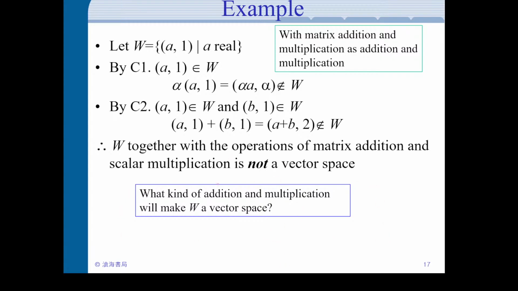But you can think about a further question. What kind of addition and multiplication rule will make W a vector space? Does anyone want to answer? Can you make W a vector space by defining a different scalar multiplication and a different addition? If not, I will leave this question hanging, and maybe you can come to me later with your answer, and let's prove the next theorem.